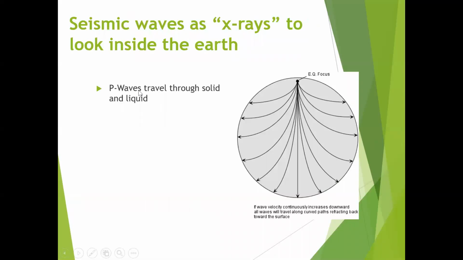So we know that P waves are going to travel through solid and liquid, so they're actually going to move throughout the Earth. If this represents the Earth, we have our earthquake focus. The P waves, or the primary waves, are going to be the first ones, and they're going to move through that solid, and then they're also going to move through liquid and then solid as well.